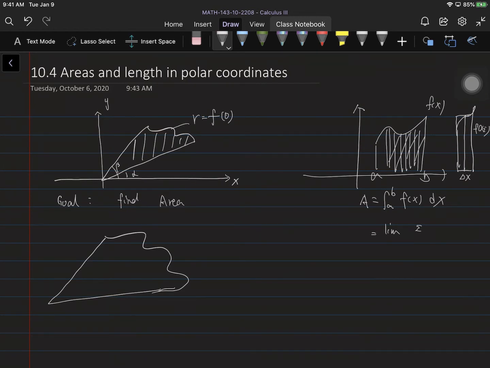So the rectangle area is f(xi) delta x, summed from i equals 1 to n. And if we make n go to infinity, that means we cut this into pieces as small as possible. So the limit just gives us the area of the region. Okay, and in this case, we write this as a definite integral. That's the definition for a Cartesian function, right?